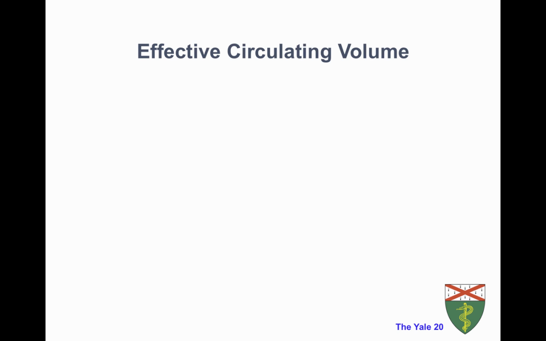Now, what we didn't mention in the last slide is that there's one other factor that can contribute to ADH release, and that's volume. In particular, decreased effective circulating volume can lead to what's known as non-osmotic ADH release. So what do we mean by effective circulating volume? A good way to think about it is as the amount of arterial fullness. Arterial fullness can be decreased in 2 ways.